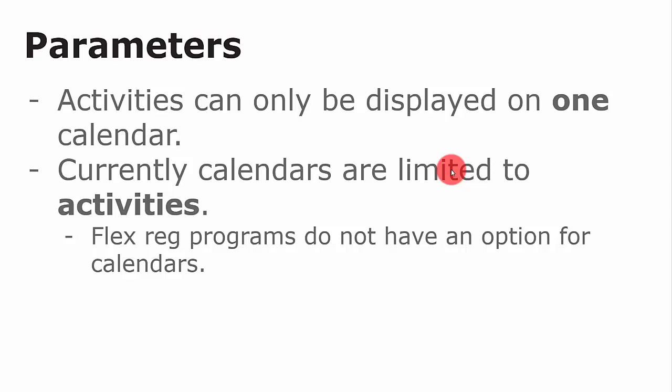Currently, calendars are limited to activities only. FlexReg programs do not have an option for calendars. As Active makes changes, because they're always making developments, they're always making changes to the system, we will see FlexReg programs become something that's available on online calendars.